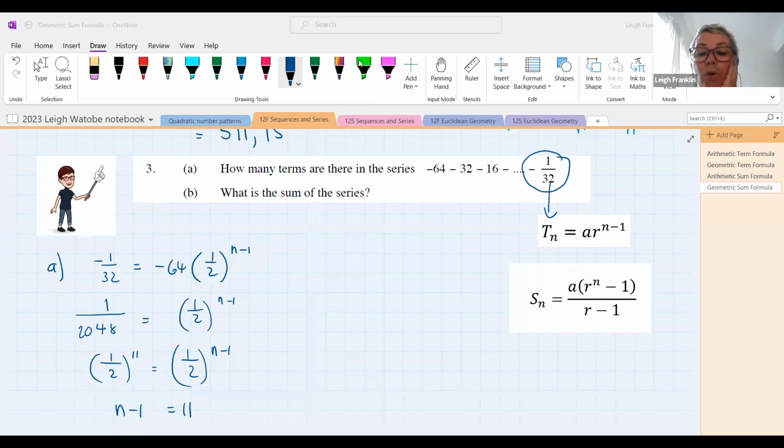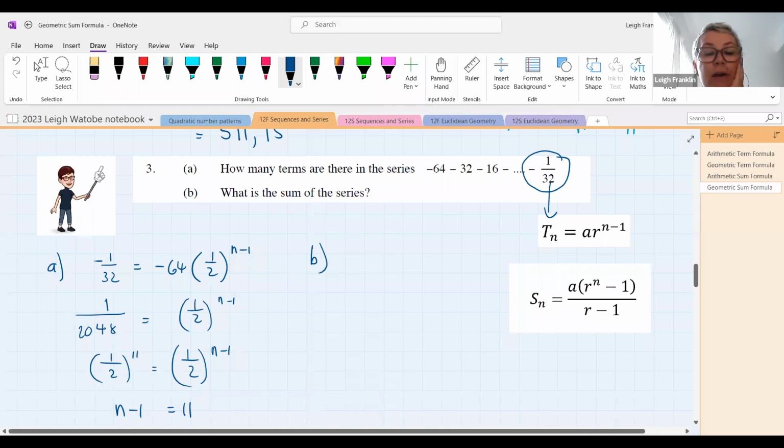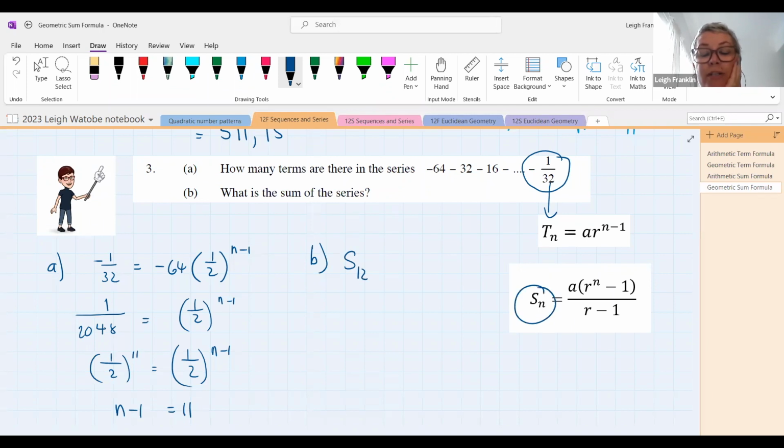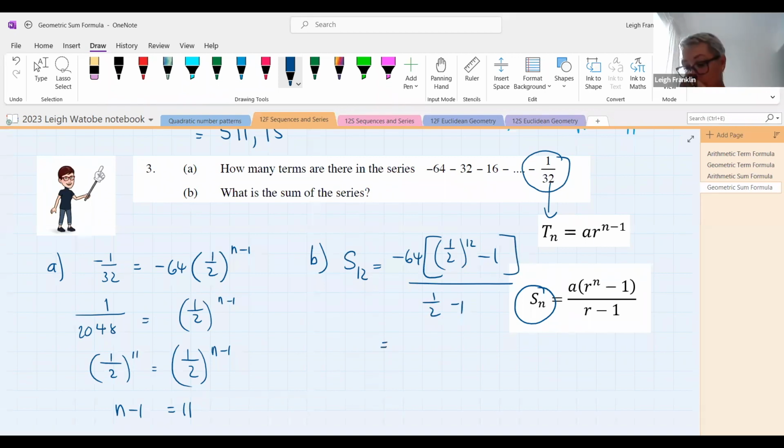No problem. All right, now part B, and I see a lot of you have put correct answers in for that as well, so that's really encouraging. We know that we are calculating the sum to 12. So now we're calculating the sum to 12, where A is equal to -64. We know that R is equal to a half. We know we've got 12 terms in the series, -1, all over a half minus 1. And then hopefully we're all getting the same answer for that as well. Let's just check what that was.